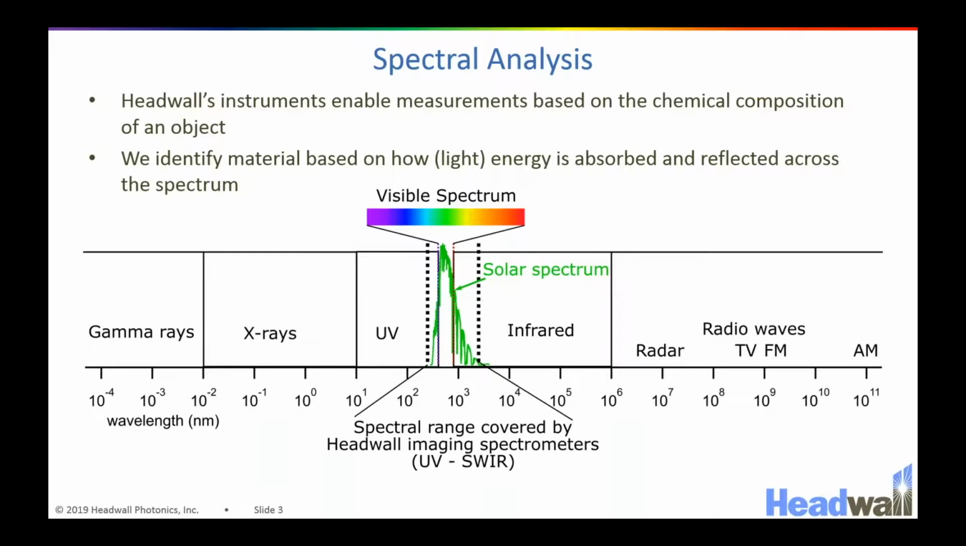So starting off, as you can see from this picture here, the electromagnetic spectrum covers a wide range of things, all the way from gamma rays, X-rays, out to radio waves. So most of Headwall's products concentrate on the part of the electromagnetic spectrum that's illuminated by the sun. There are a couple of reasons for that.